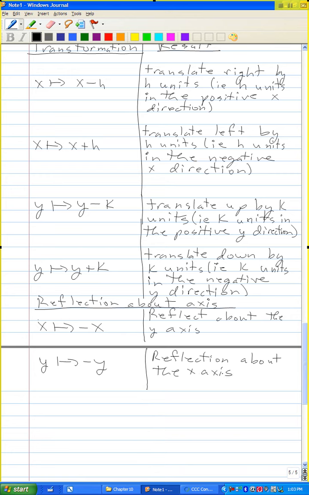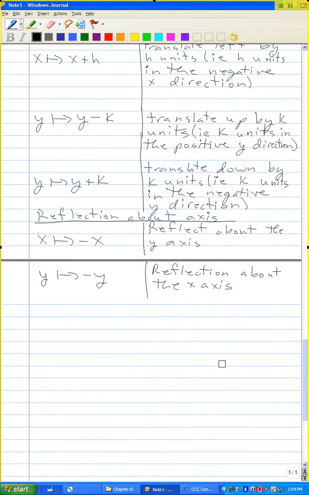So again, note, if you negate the x, you reflect about the y-axis. Negate the y, reflect about the x-axis. So again, everything makes sense because math is backwards. So you do the exact opposite.